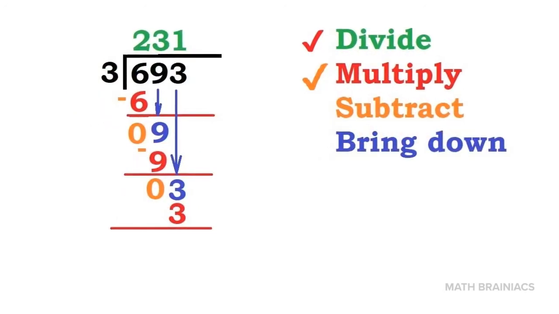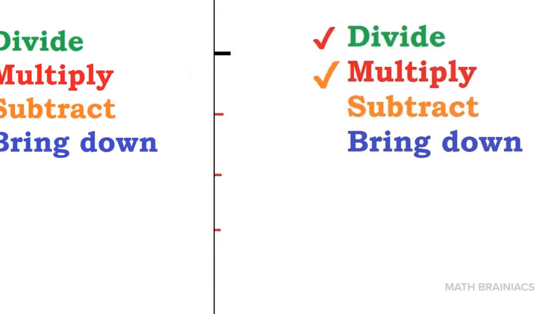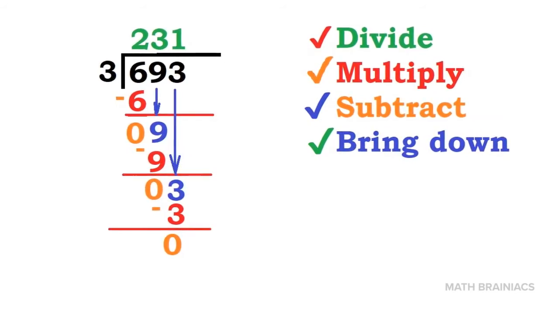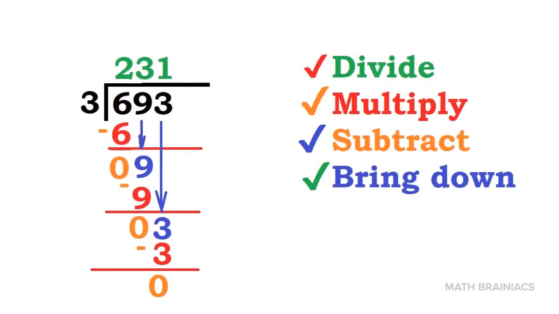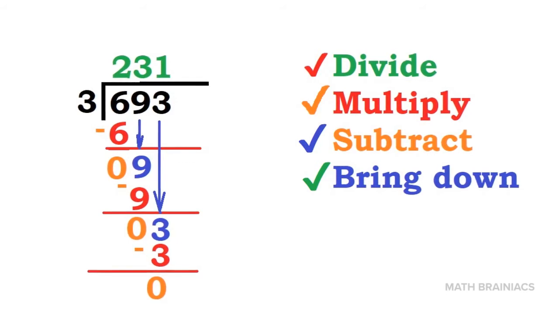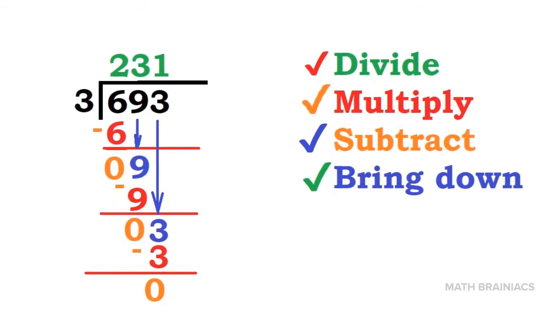Thereupon, we're going to multiply the quotient 1 with the divisor 3, which will give us 3. And we are going to subtract again 3 from 3, which will give us 0. Since we finished dividing all the numbers in the dividend with the divisor, therefore, 693 divided by 3 will give us 231.